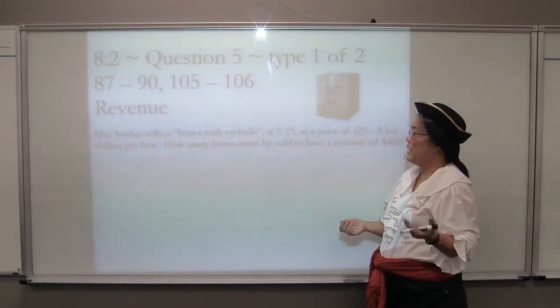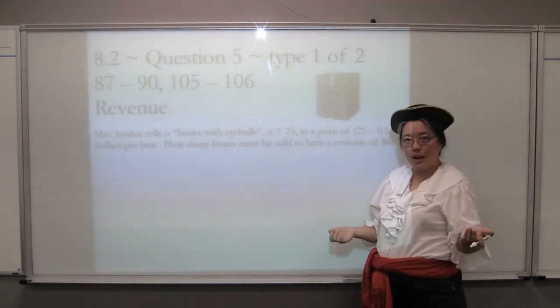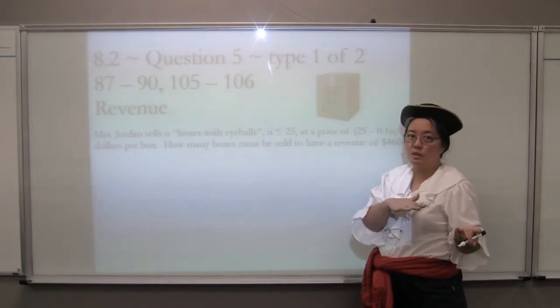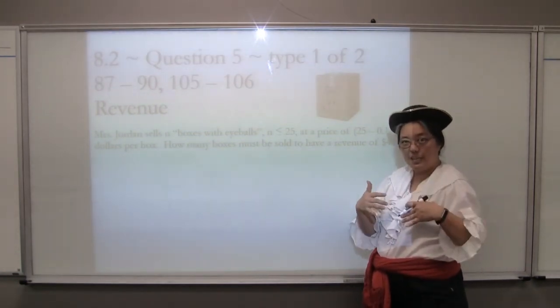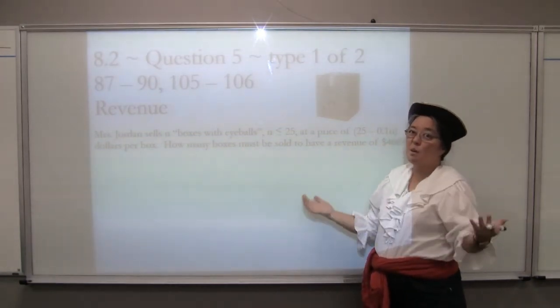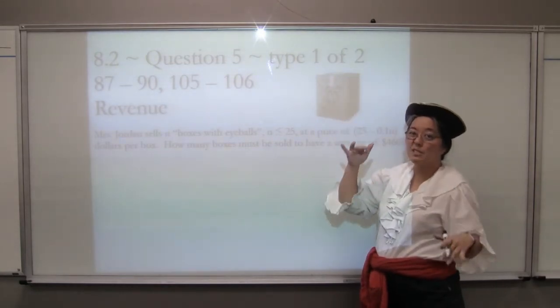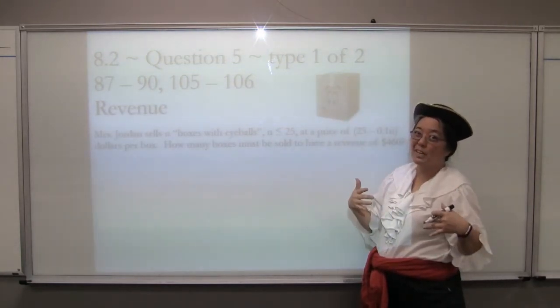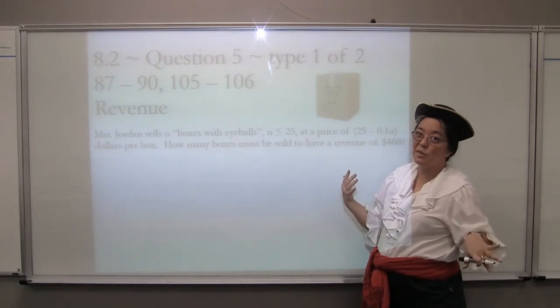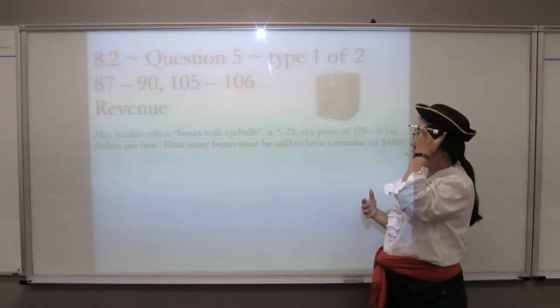So, revenue. Hey, we had revenue back in chapter 5 where we had profit, revenue, and cost. Revenue is that money we take in. Cost is the money we have to pay out. Profit is revenue minus cost. Because, hey, people give you money, but then you got to pay for stuff too. That's where we got the profit, revenue, and cost.